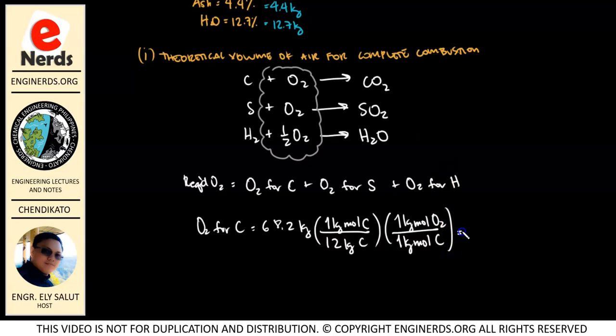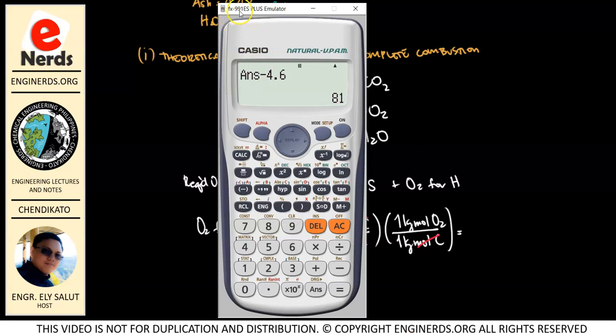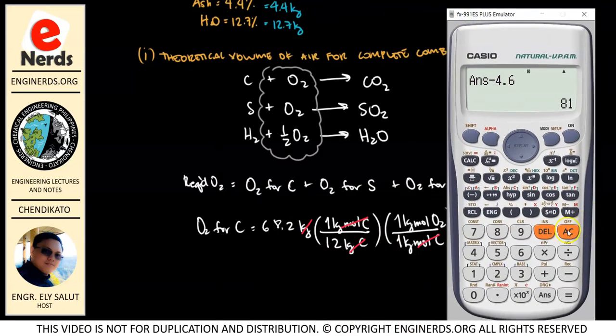Okay? So, tignan muna natin yung ating dimension. So, we have kilogram of carbon will be cancelled out. Kilogram mole of carbon will be cancelled out. So, ang maiwan sa atin is kilogram mole of O2, which is, we are going to solve. Okay? So, we have 68.2 divided by 12. So, we have 5.68 ng ating kilogram mole ng O2, no?